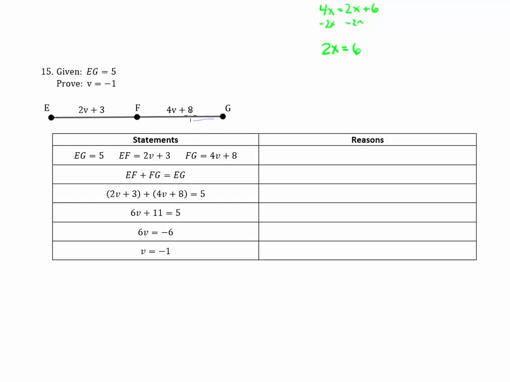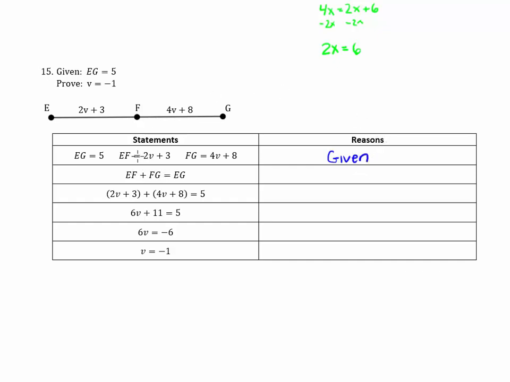What allows us to say that? Well, we don't have to prove it. We don't have to prove that EG is 5. How do we know that this is true? Because it was given to us. We don't have to prove that E to F is 2v plus 3. Why do we know that? It was given to us. This is all of our given information.